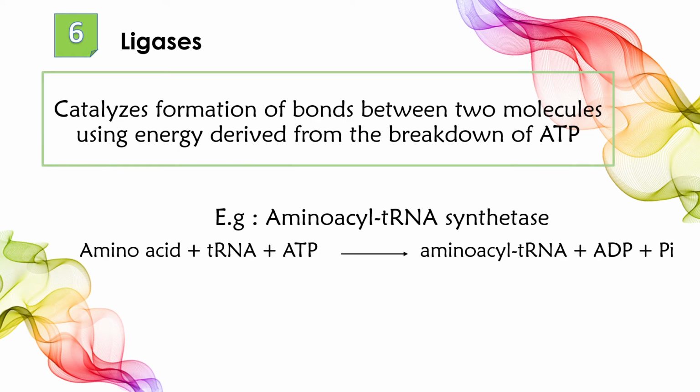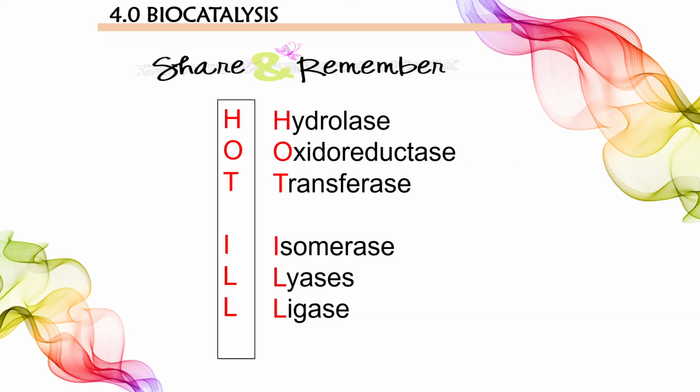Ligase catalyze formation of bond between two molecules. Ligases are also known as synthetase. They are involved in the formation of covalent bond. ATP is needed to form this bond. Example of ligase is aminoacyl tRNA synthetase. This enzyme is involved in the formation of aminoacyl tRNA in protein synthesis.